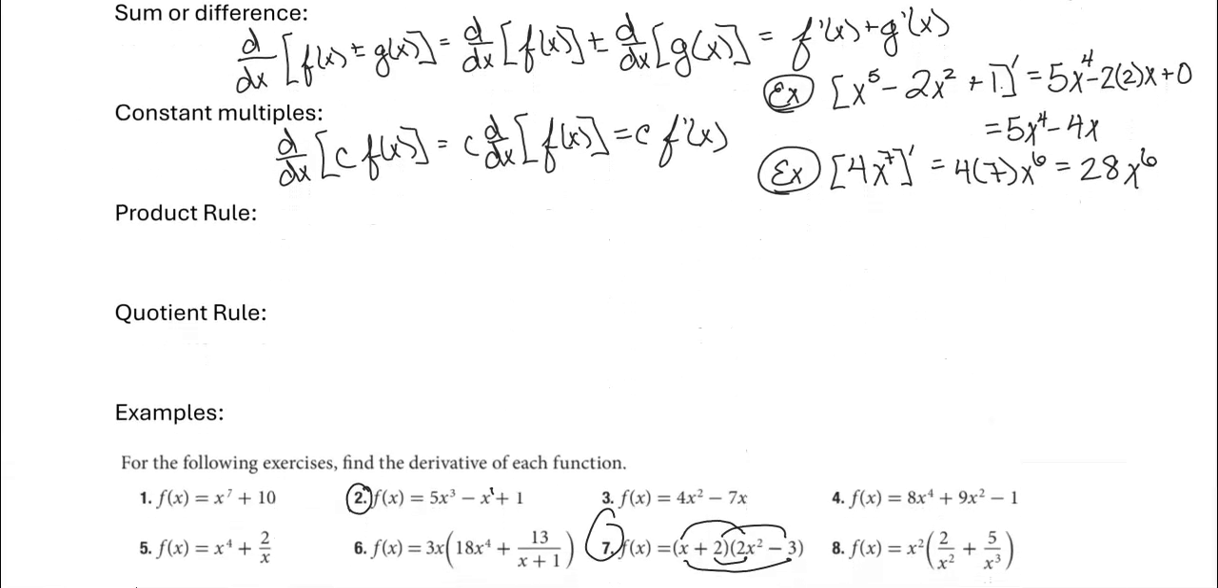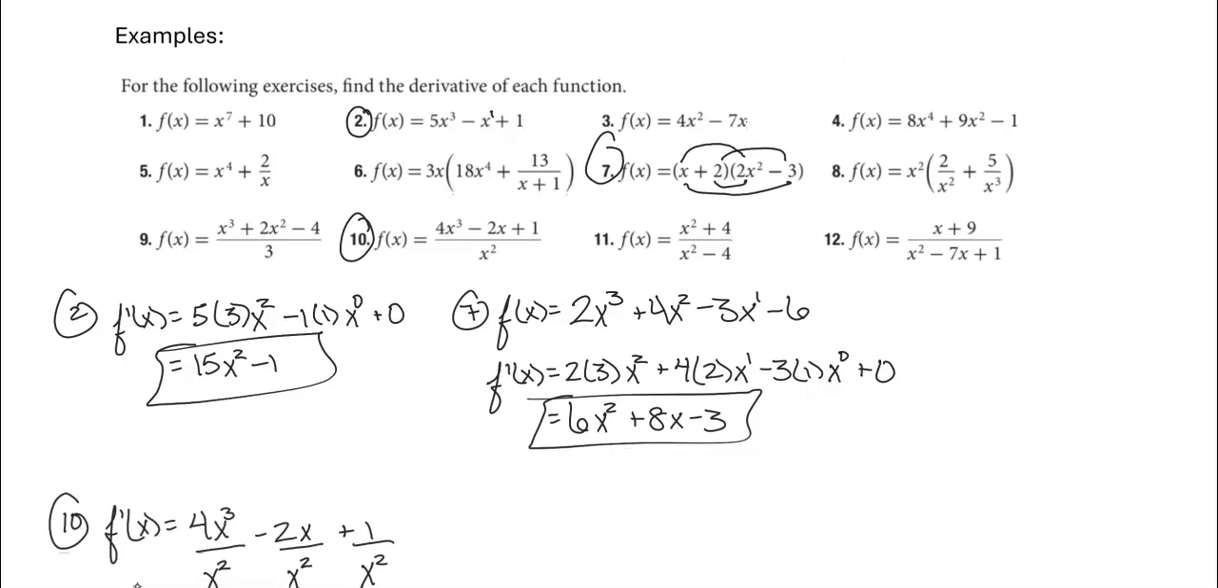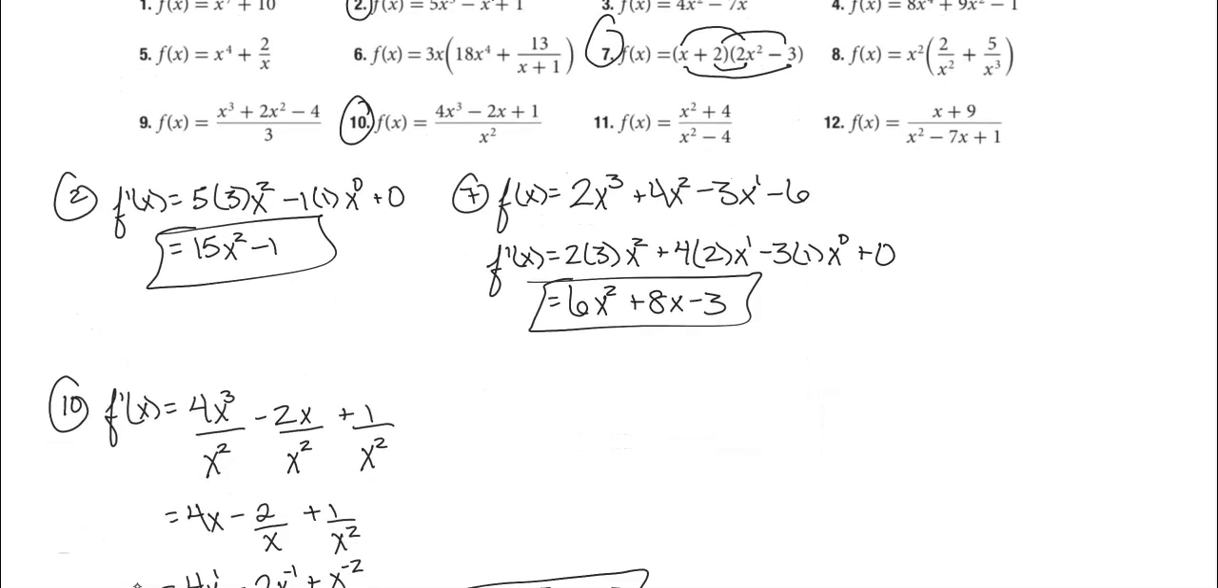So now let's go back to our product rule and quotient rules. Product rule says, if I want to take the derivative of two things multiplied together, I'll call them functions f and g, it would be first times the derivative of the second plus second times the derivative of the first. So let's do an example. Let's look at number 7 down here. Okay, we FOILed it out earlier, but let's use the product rule.